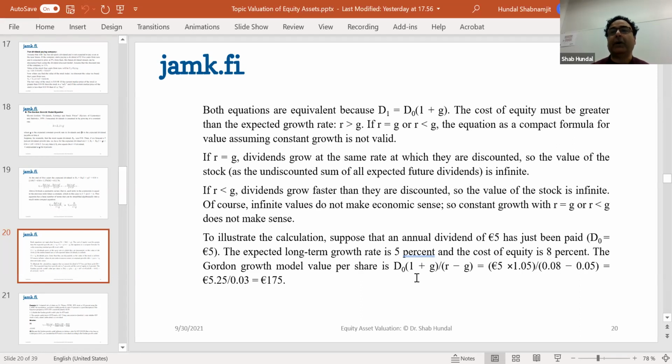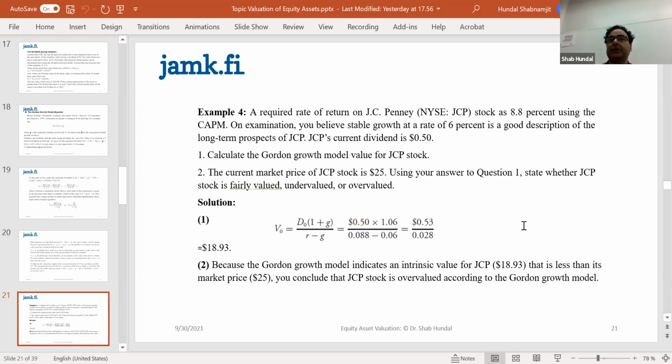But we discussed why it's very unlikely. And I wrote here that if R is less than G, it means that dividends grow faster than they are discounted. So the value of the stock is infinite. Of course, infinite value does not make any economic sense. So that is my whole point, which we discussed. And then we have some examples. Let's do that.